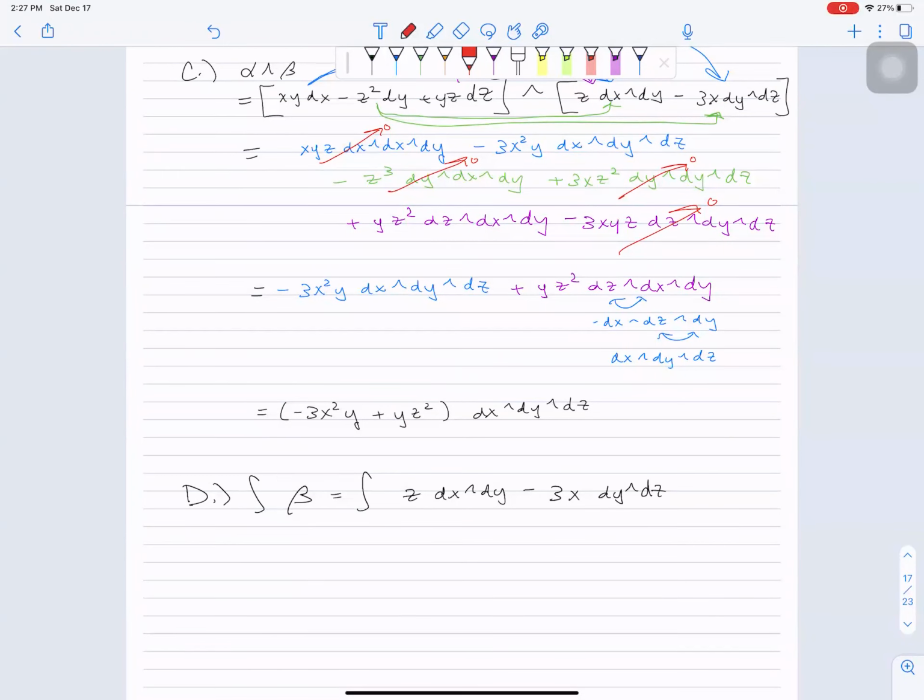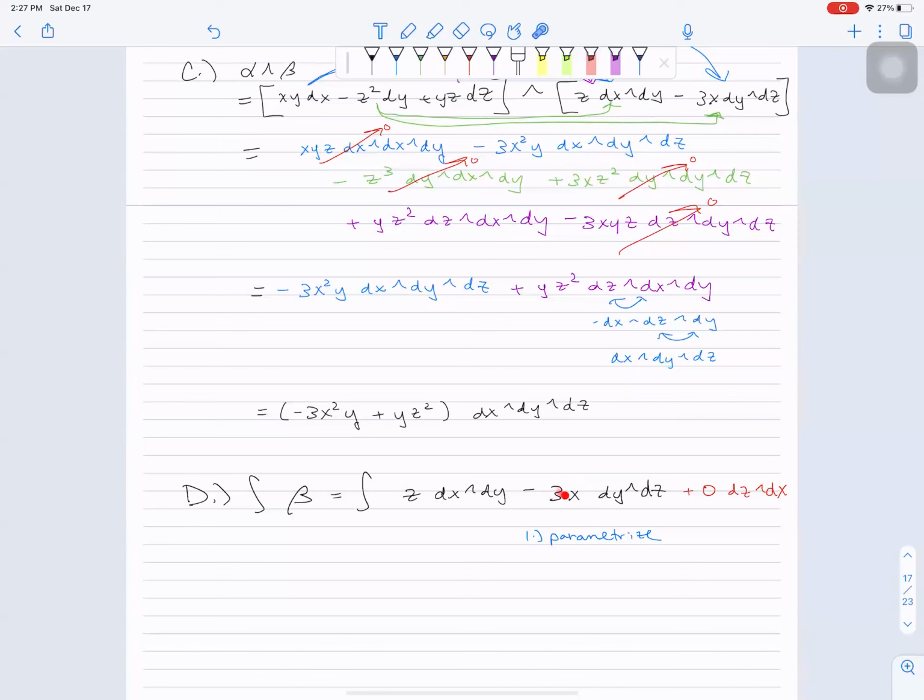And usually in a 2 form, I always have a dz wedge dx term, but there is none. So I'll just write it as 0. Okay, so I'm doing the integral of this 2 form. How would you normally do it? Step 1, you would parameterize your surface. Plug your parameterization into your integrands. So whatever z is, I plug it in here.